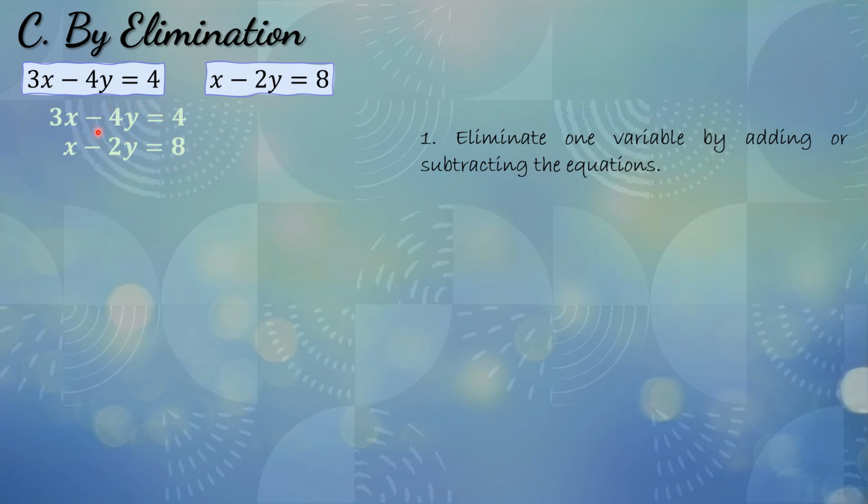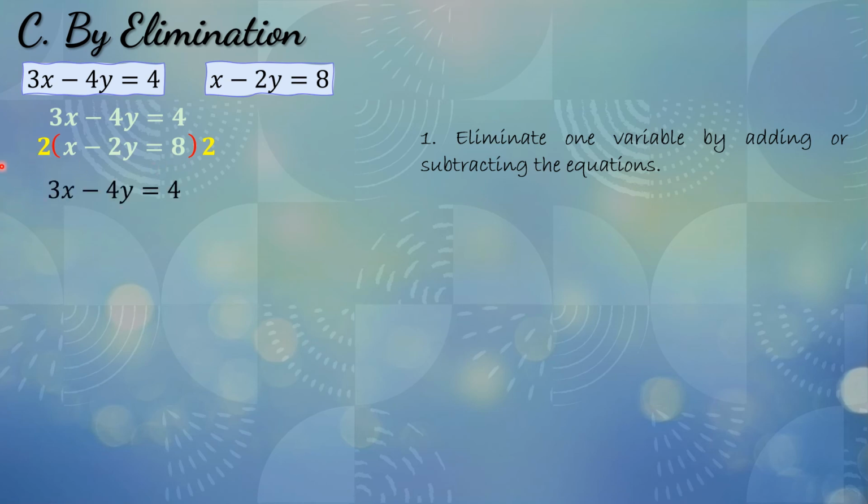Kapag naman ang i-eliminate nyo ay yung y, kailangan magtulad sila na parehong negative 4 or positive 4 yung isa dito. So, ngayon, ang gagawin natin is to eliminate the variable y. Para ma-eliminate natin yun, kailangan i-multiply natin ang pangalawang equation na ito na ang kalalabasan dapat ay yung negative 4. So, let us multiply the second equation by positive 2 para ang kalalabasan ng 2 times negative 2y will be negative 4 also. So, let us now multiply 2 to the second equation.